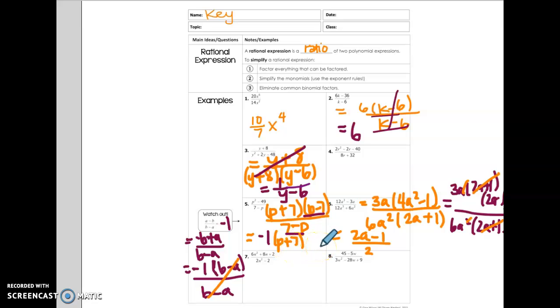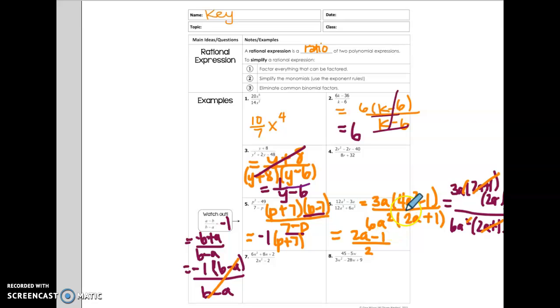Okay, number 6. I kind of ran out of room for factoring over here, but first thing I'm going to do in the numerator is divide by a GCF. So I'm going to take that 3a out. Same thing in the denominator. I'm going to divide by a GCF first. Both can be divided by 6a squared. So I get that out first.